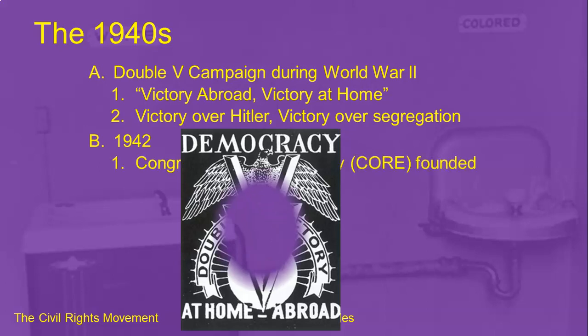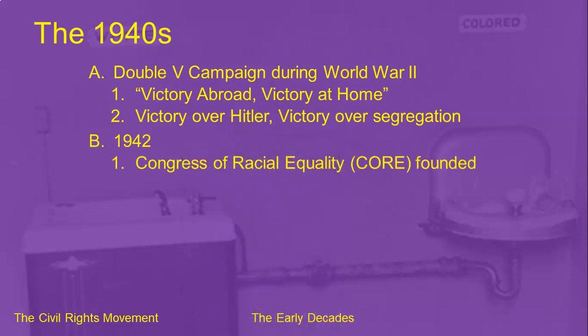Now, the country didn't. Part of me feels that the failure of the Double V campaign is what spurred on the civil rights movement. In 1942, another group is founded. It's called the Congress of Racial Equality, and we abbreviate that as CORE. So there are several groups that we need to be aware of here: the NAACP, CORE. One of the things CORE is going to do is get involved in what we might think of as more active protests.